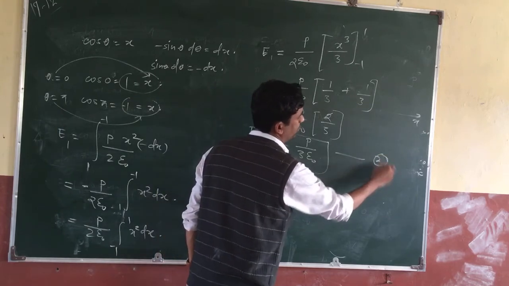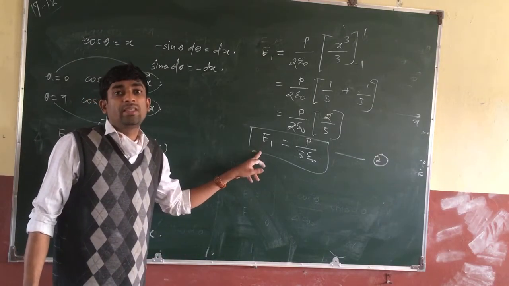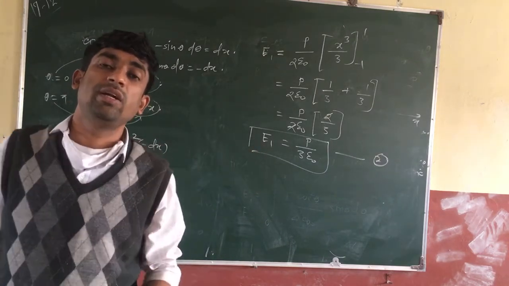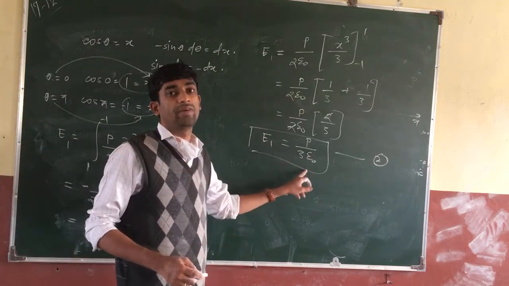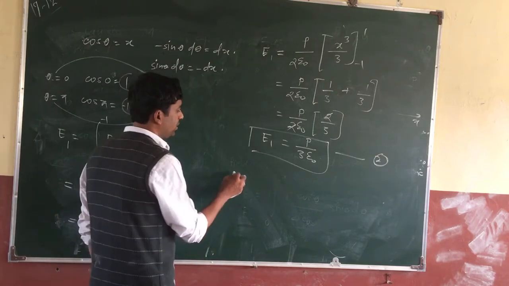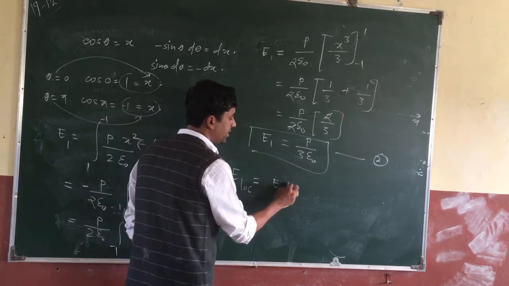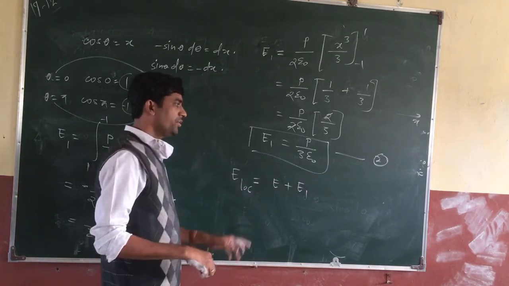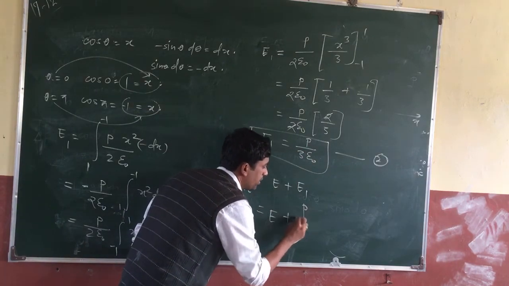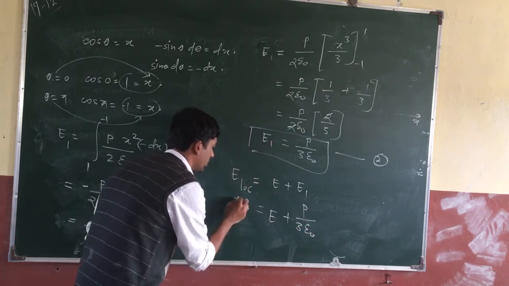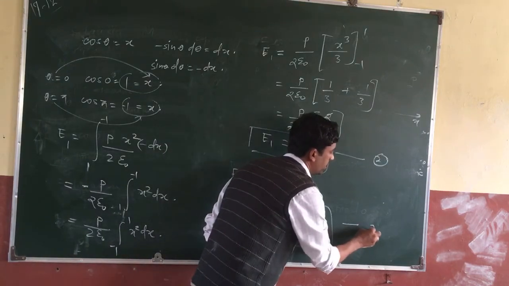Okay, so this is your equation number 2. E1 is the electric field due to the charges on the surface of the spherical cavity. This electric field is equal to P divided by 3 epsilon naught. And what is the equation for the local electric field? Local electric field is equal to net electric field plus E1. So if you substitute this value of E1 here, it is E plus P divided by 3 epsilon naught. So this is the equation for your local electric field, equation number 3.